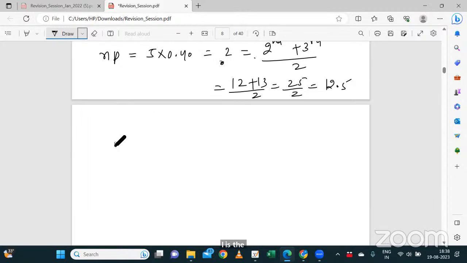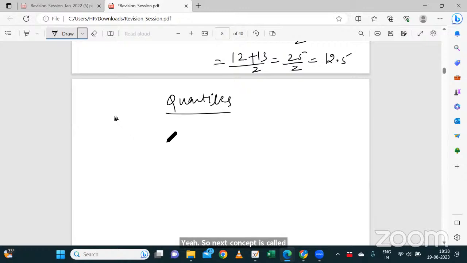So the next concept is called quartiles. So what are quartiles? What do quartiles tell us? There are 3 quartiles: the 25th percentile, the 50th percentile, and the 75th percentile. Basically it divides my data set into 4 equal parts. Suppose this is the first part, this is the second part, this is the third part. Here the scaling is not exactly equal, so just treat all the parts as equal.